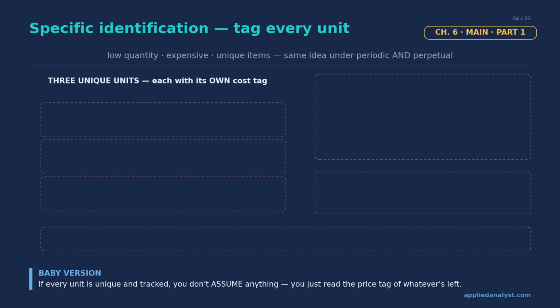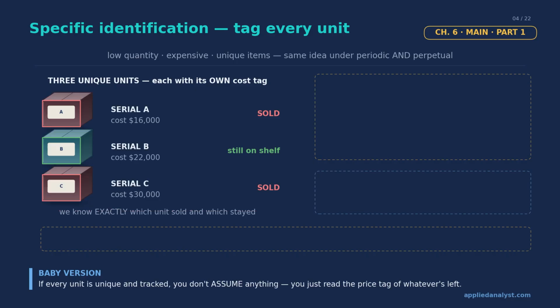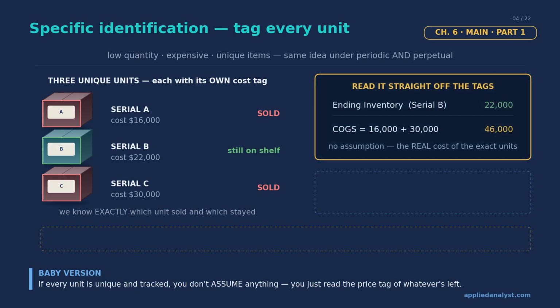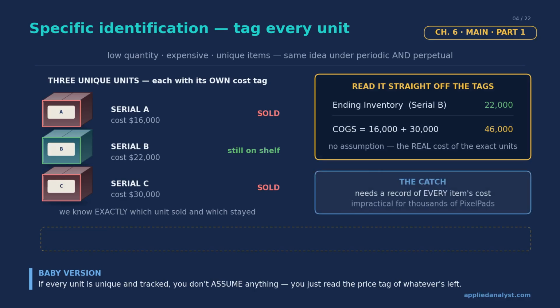Ending inventory is cereal B, $22,000. Cost of goods sold is A plus C, 16 plus 30. That comes to $46,000. Done. No cost flow assumption needed, and it works the same periodic or perpetual. But here's the catch. It demands a record of every single item's cost. Fine for 3 arcade machines or a yacht dealer with 4 boats on the lot. Hopeless for 10,000 identical PixelPads.